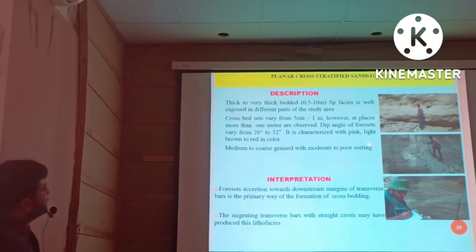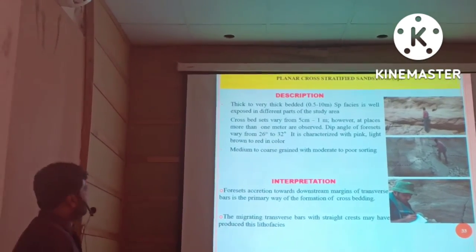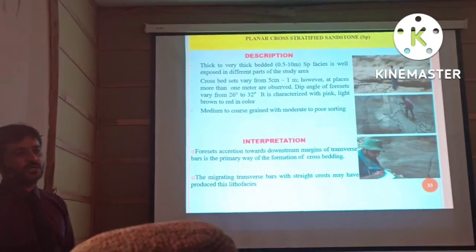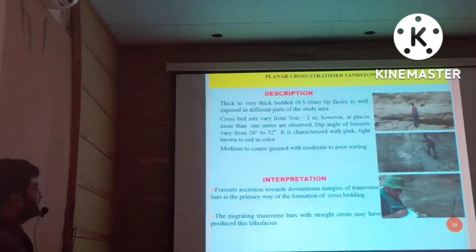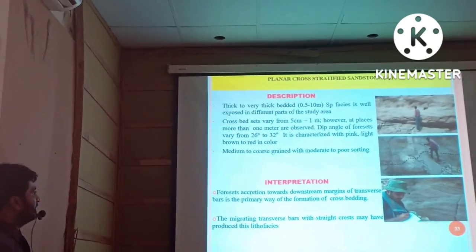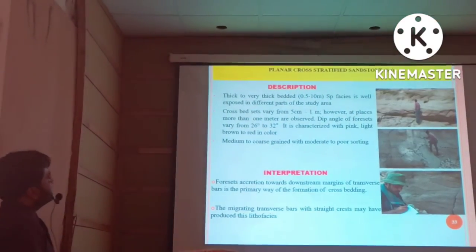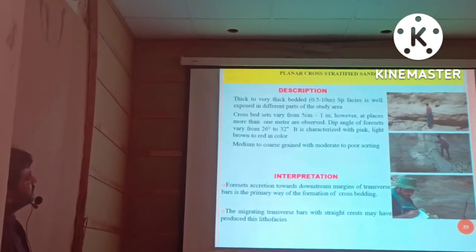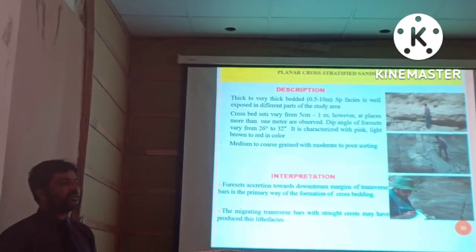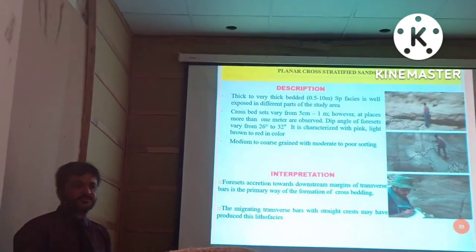It is characterized by pink, light brown to red color. Besides medium to coarse grain, this poor sorting character was also observed while examining the petrographic slides, and a hand lens was also used in the field. So this SP lithofacies of the Pub sandstone is interpreted to have been formed by the migration of transverse bars with straight crests.